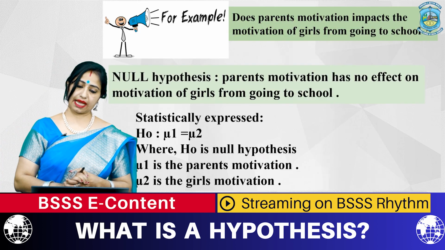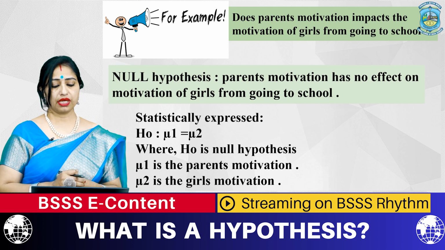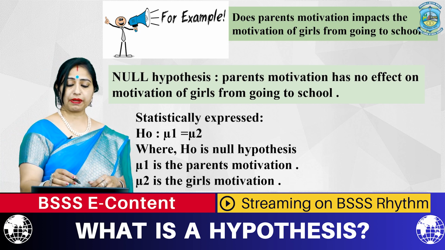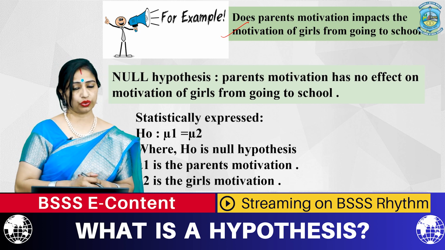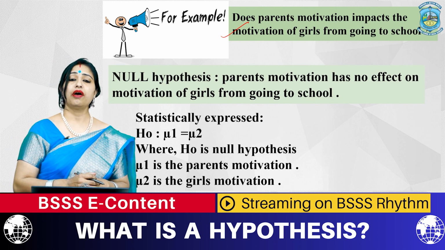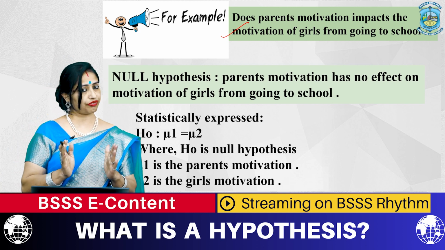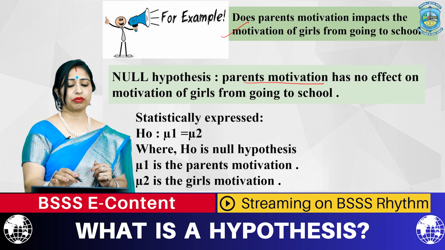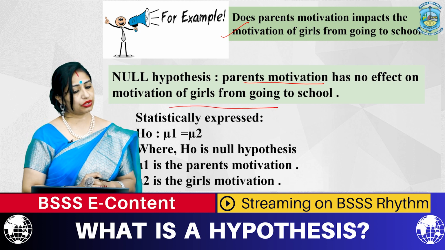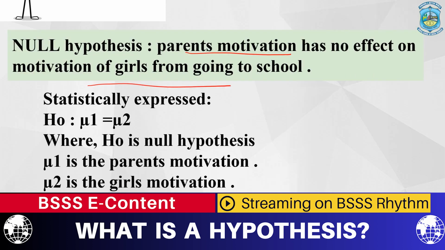Talking about certain examples of null hypothesis, suppose there is a question: does parents' motivation impact the motivation of girls going to school? So, let us talk about the variables here. In the context of null hypothesis, parents' motivation has no impact or effect on the motivation of girls going to school. When it is statistically expressed, it is in this form, where H0 is the null hypothesis, 1 is the parents' motivation and 2 is the girls' motivation.